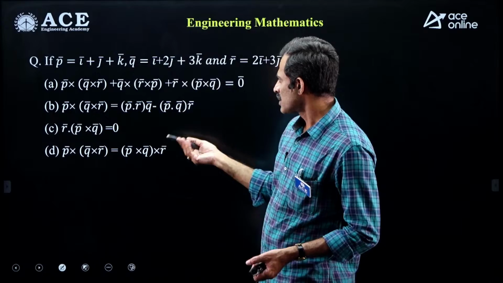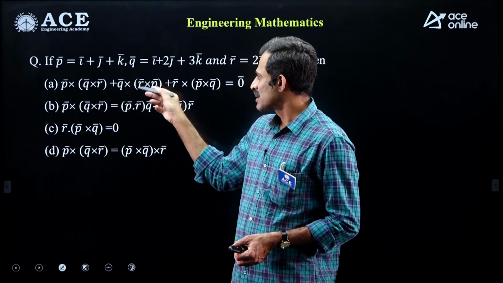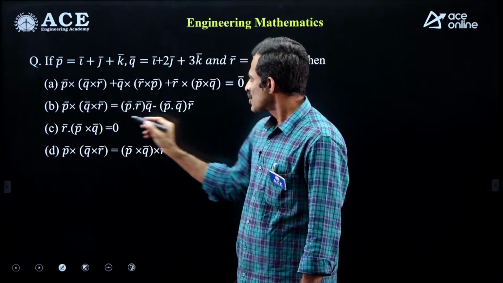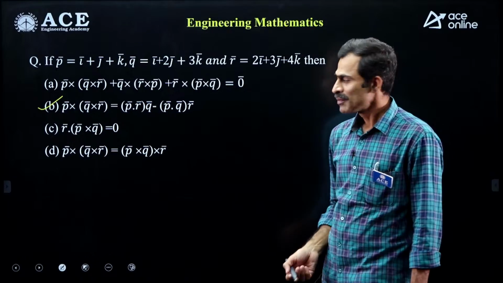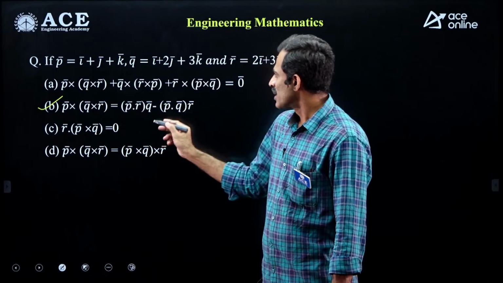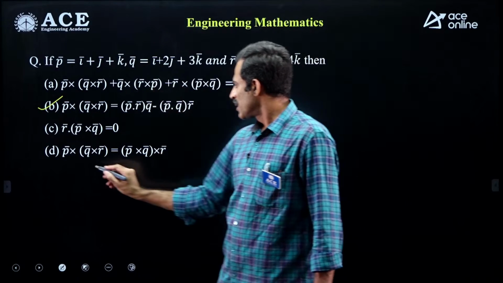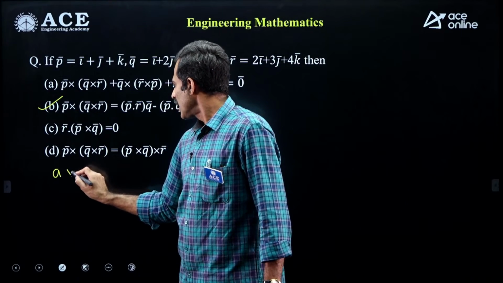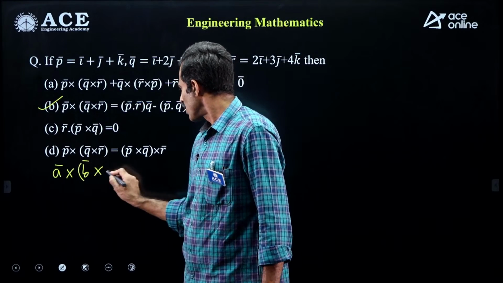Now if you go through all these options, the first is like A bar cross B bar cross C bar, but the second statement is directly a standard result. Using this standard result, we can check whether the first statement is also correct or not. This is just like A bar dot B bar cross, A bar cross B bar cross C bar.